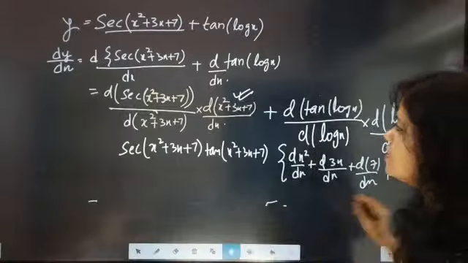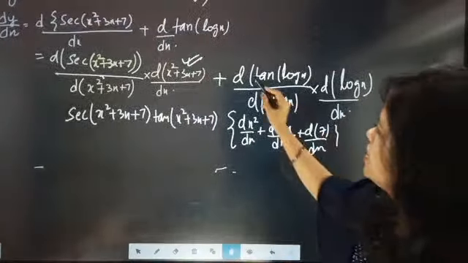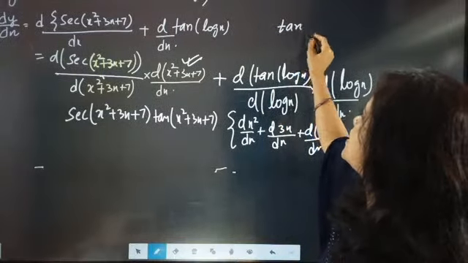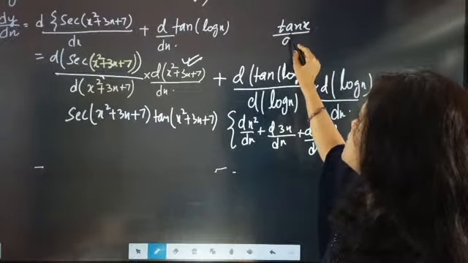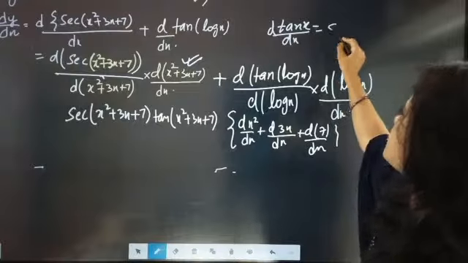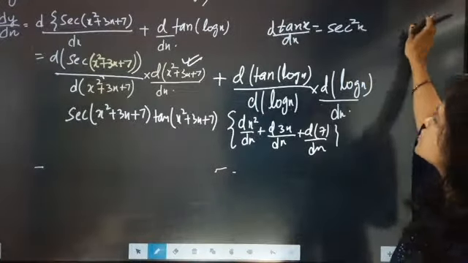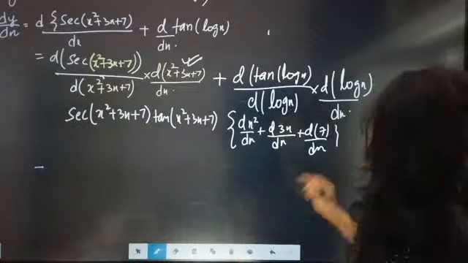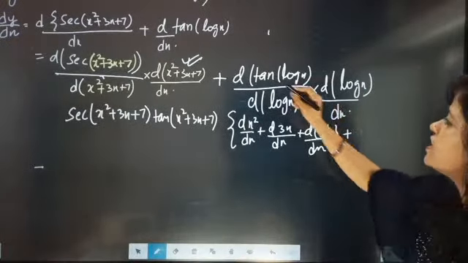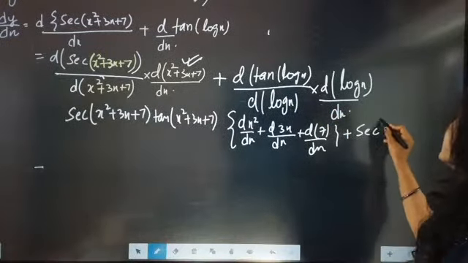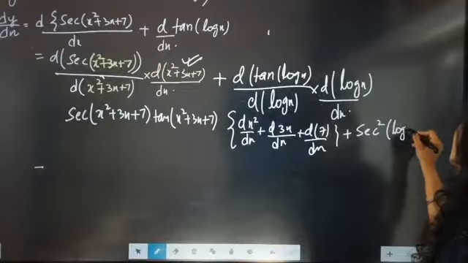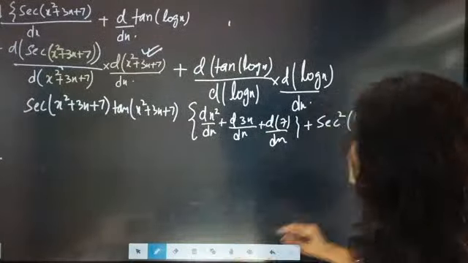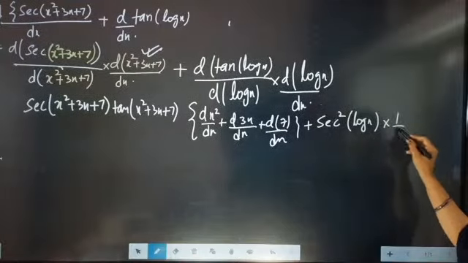Okay, now the next part is this section, tan. You know that when tan x is differentiated with respect to x, it is coming as secant square x. So here tan of log x is differentiated. So it is exactly going to come as tan will become secant square of log x, and log x differentiation is going to come as 1 by x.